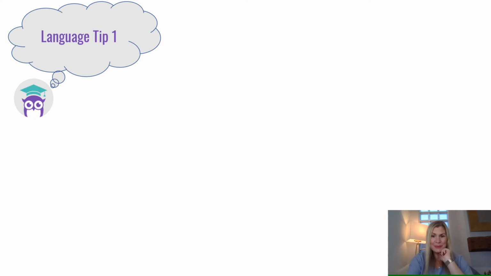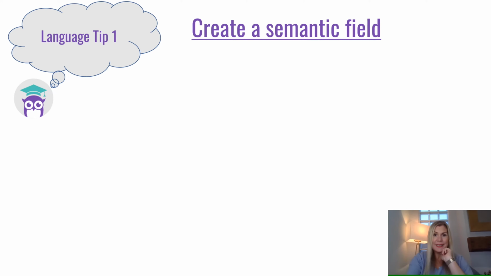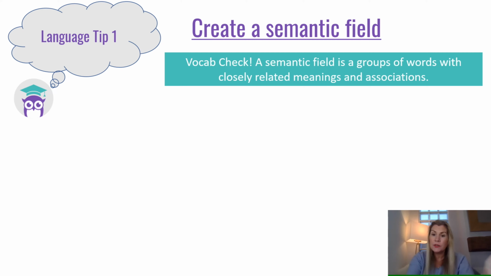Okay, so language tip number 1 is to create a semantic field in your work. So first things first, let's do a quick vocab check. What is a semantic field? This is when you have a group of words that all have very similar meanings or associated meanings running through them. And what you would do with a semantic field is plant these words or images all the way through the text. It can be really, really great for creating setting and atmosphere.